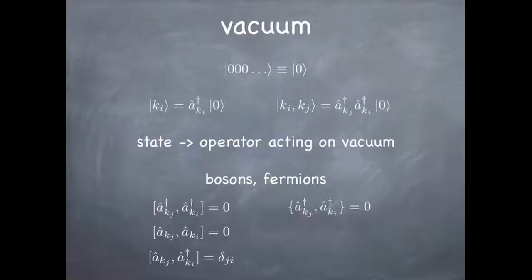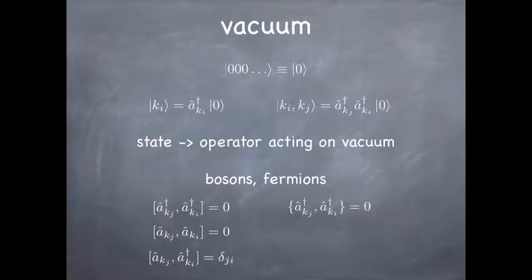So what that means is if you apply them in one order and then you add to that what you get when you apply them in the different order, that gives you 0. Whereas for bosons, if you apply them in one order and subtract what you get when you apply them in the opposite order, that gives you a 0.